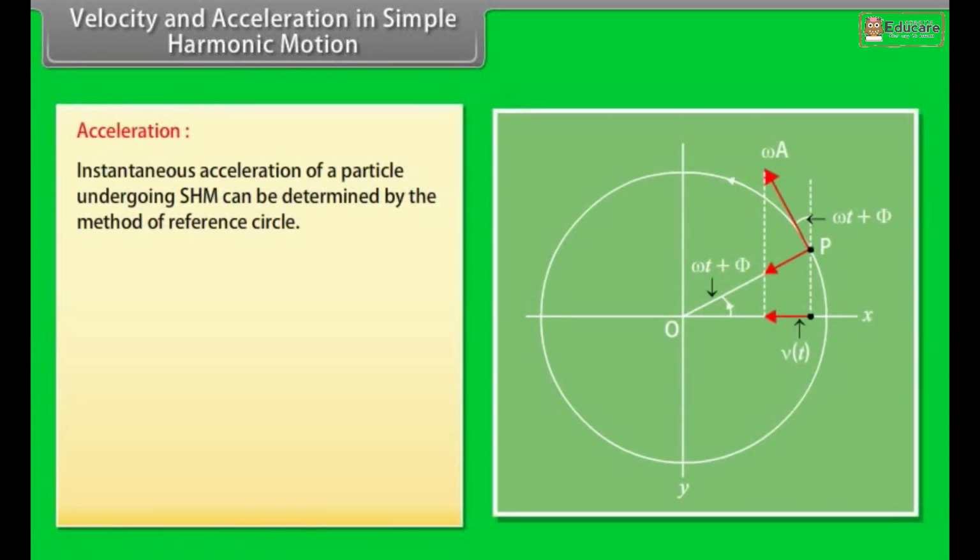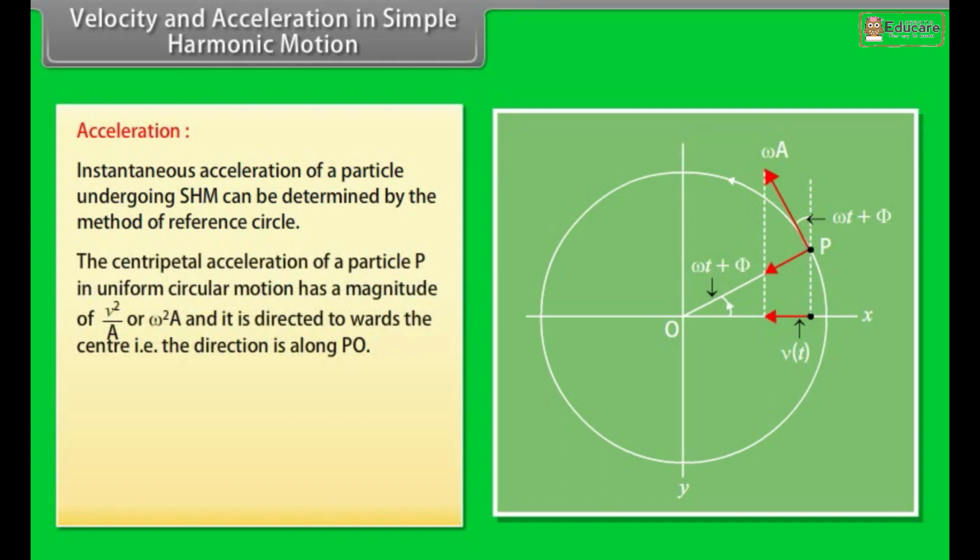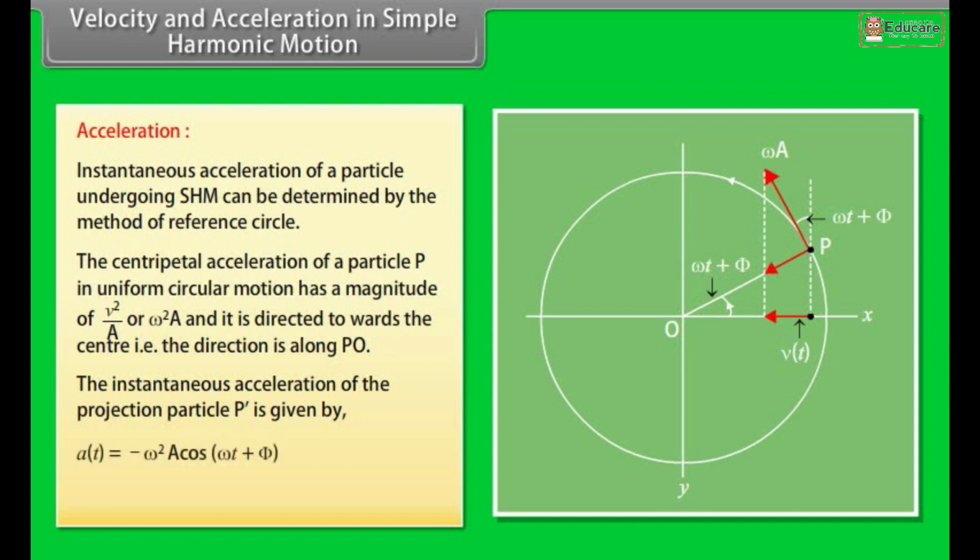Instantaneous acceleration of a particle undergoing simple harmonic motion can be determined by the method of reference circle. The centripetal acceleration of a particle P in uniform circular motion has a magnitude of v²/A, or ω²A, and it is directed towards the center, that is, the direction is along PO. The instantaneous acceleration of the projection particle P' is given by a(t) = −ω²A cos(ωt + φ) = −ω²x(t).